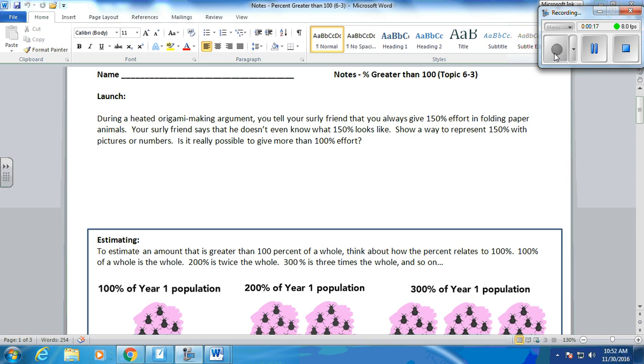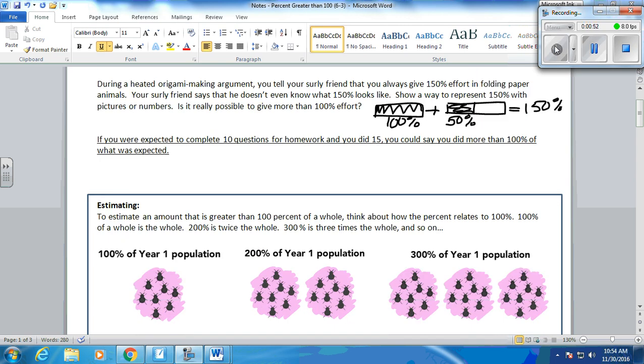So today we have on our launch that during a heated origami making argument, you tell your surly friend that you always give 150% effort in folding paper animals. Your surly friend says that he doesn't even know what 150% looks like. Show a way to represent 150% with pictures or numbers. And is it really possible to give more than 100% effort? Please go ahead and try this one on your own. I better see an answer when I come around and check your notes tomorrow.